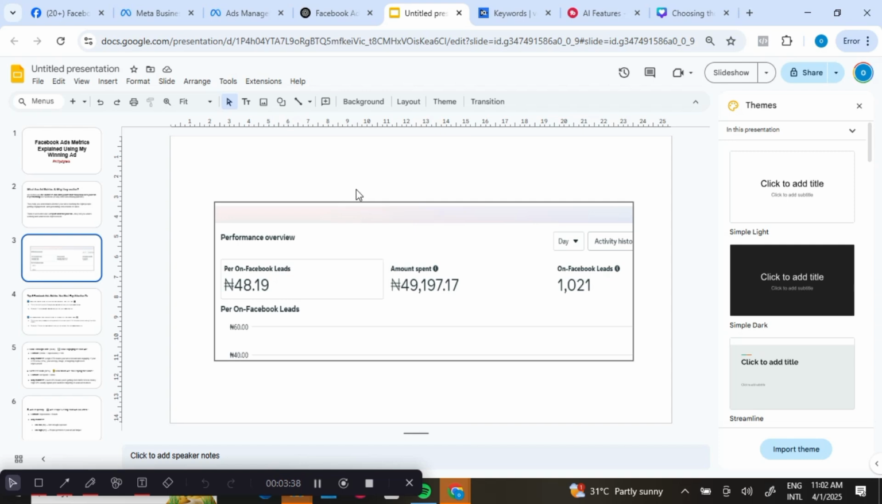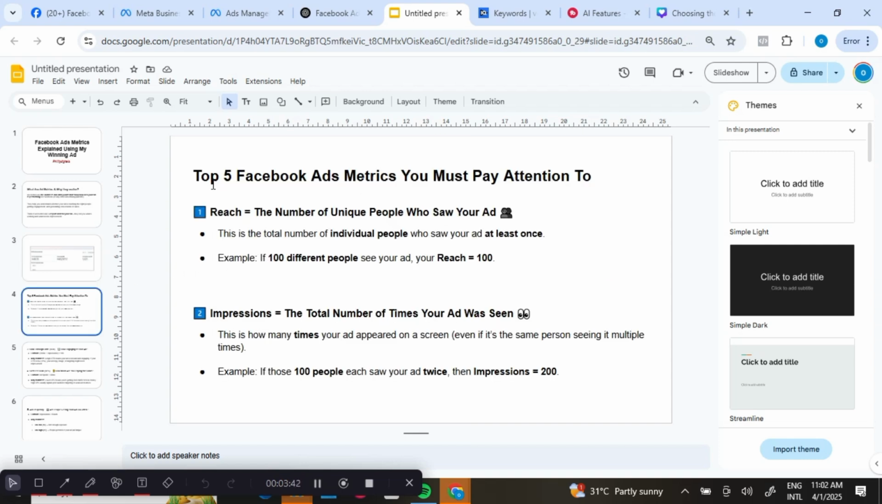So there are 5 metrics that you must pay attention to, which are the top 5 Facebook ad metrics. Number 1, your reach. Now, what is reach? Reach is the number of unique people who saw your ad. So the reach are the people that saw your ad. This is the total number of individual people who saw your ad at least once. So for example, if 100 different people see your ad, your reach is 100.